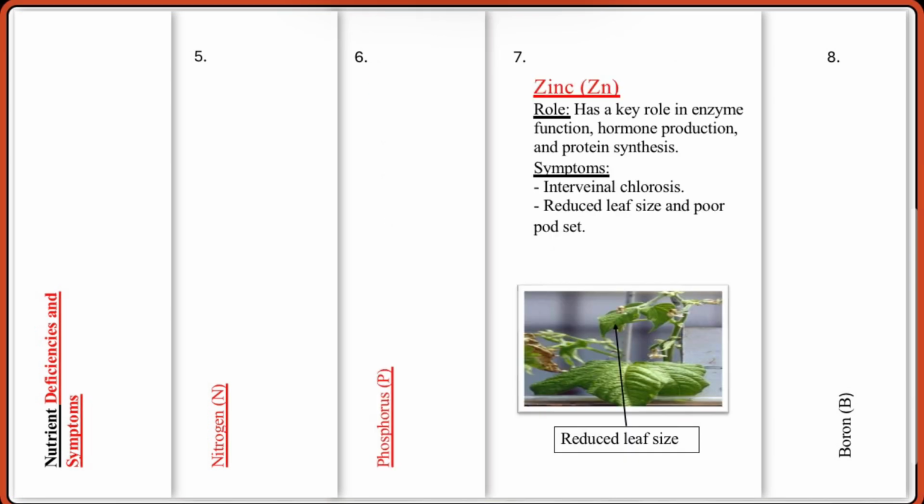Lastly, the nutrient that I'm going to present is zinc. Zinc plays an important role, with key roles in enzyme function, hormone production, and protein synthesis. Here are some symptoms of zinc deficiency. The leaf turns brown on the leaf veins, and the plant shows chlorosis and necrosis. It reduces leaf size and causes poor pod shape. Thank you.